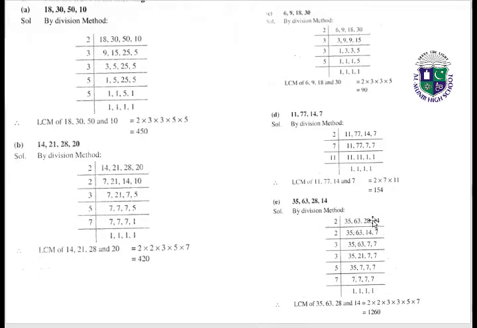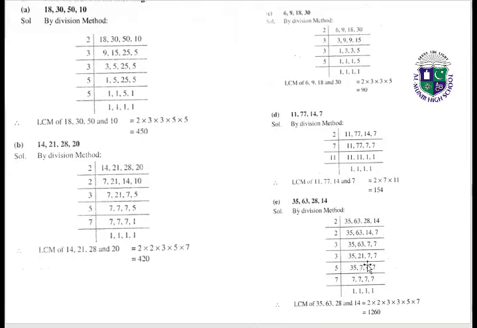35, 63, 28, 14. 35 carry down, 63 carry down, 2 1s are 2, 2 4s are 8, 2 7s are 14. 35 carry down, 63 carry down, 2 7s are 14, 7 carry down. 3 1s are 3, 3 1s are 3, 35 carry down, 63, 3 to the 6, 7 carry down and 7 carry down, 35 carry down.